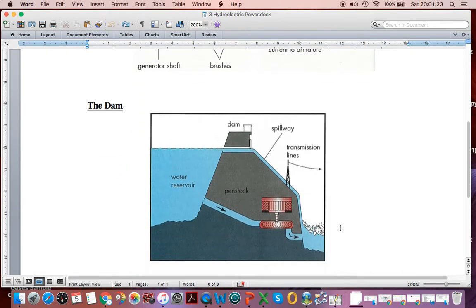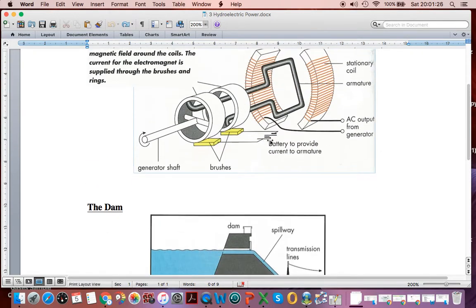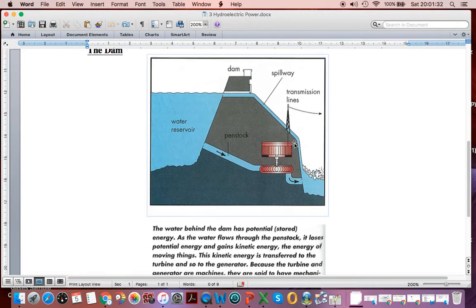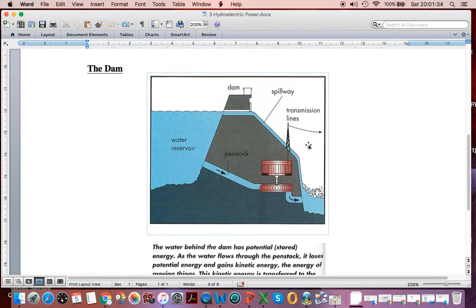Now, what we've done is we've taken this equipment and we've put it here inside our dam. So if you ever get a chance to do a tour of a hydroelectric dam, say in BC, it's a lot of fun to go and take a look at the inner workings of it. Hopefully you don't go in the penstock while it's running.